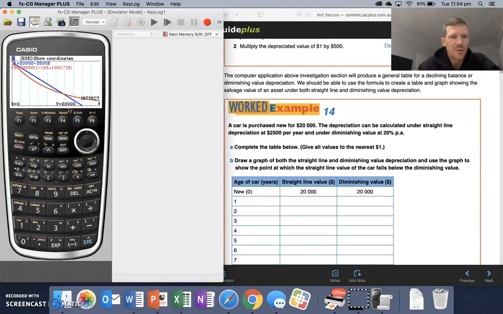So we want to go intersect. The first intersection point is up here at the start, when they're both worth $20,000. We press right, and you'll see it changing, and there it is. X is the years, or the time, so it's 5.8 years. We'd round that up to 6 years, and the value is about $5,465. Basically that's saying after 5 years the straight line method is still above the diminishing value, and after 6 years you'd say it falls below, at about $5,500.